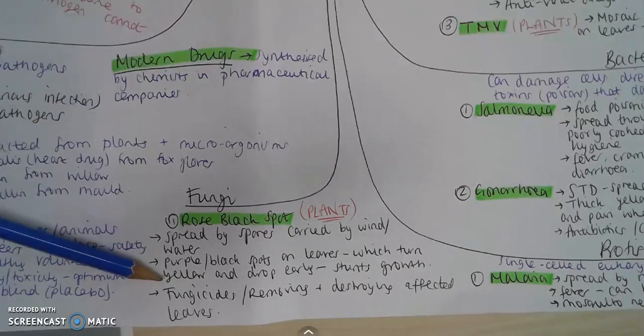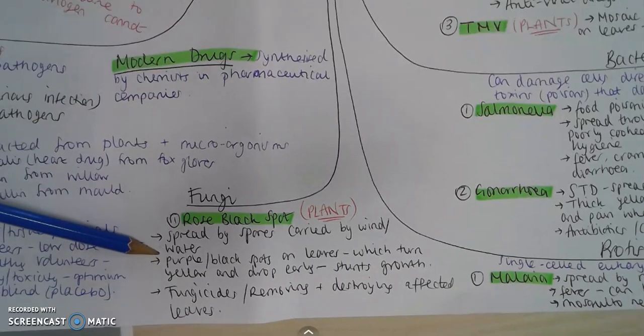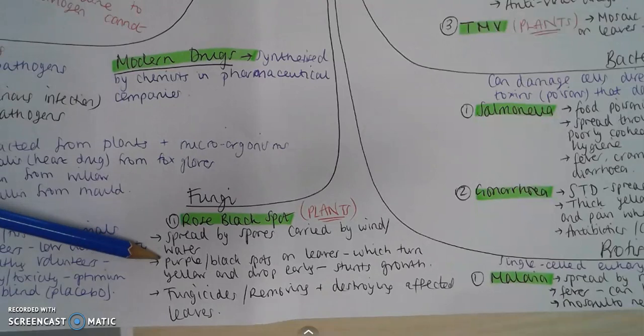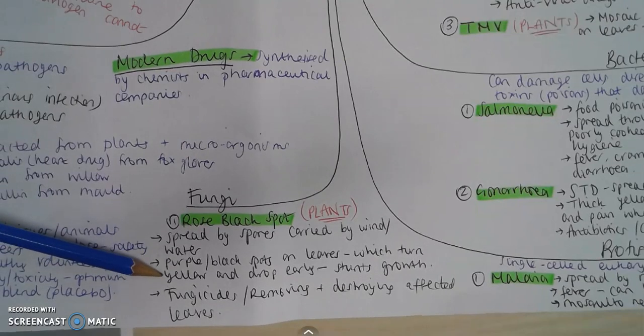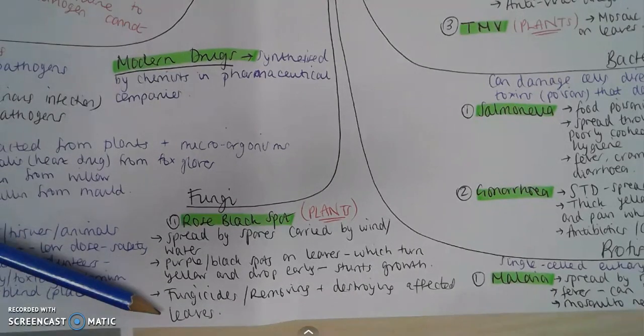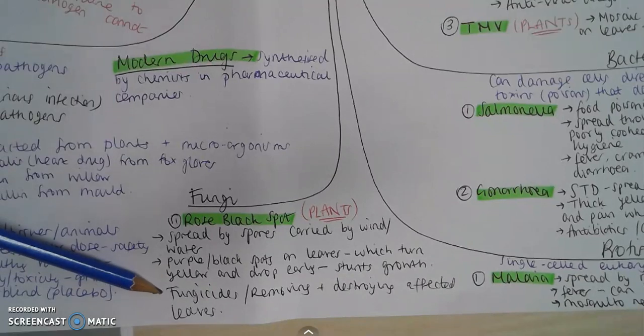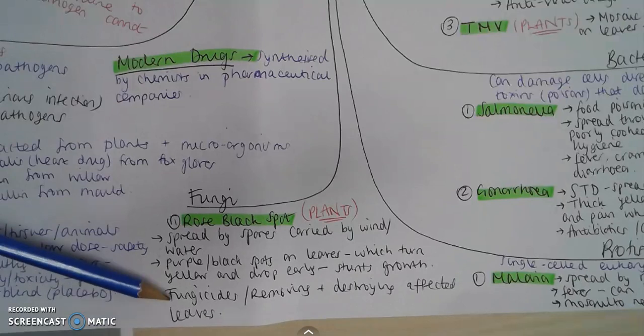Typical appearance of it is purple or black spots on the leaves, which eventually usually turn yellow and drop off early, and this stunts the growth. Fungicides are the typical treatment for this, or removing and destroying the affected leaves, so that can prevent it spreading between plants and things like that.